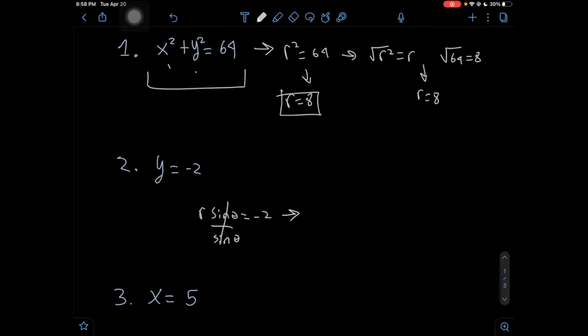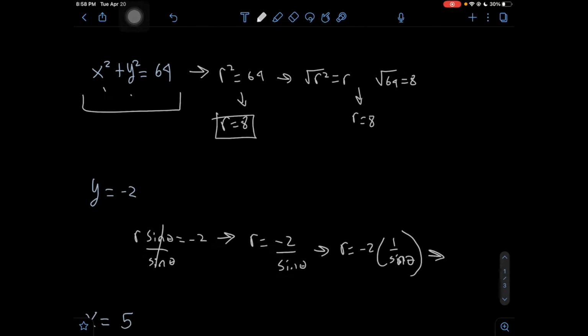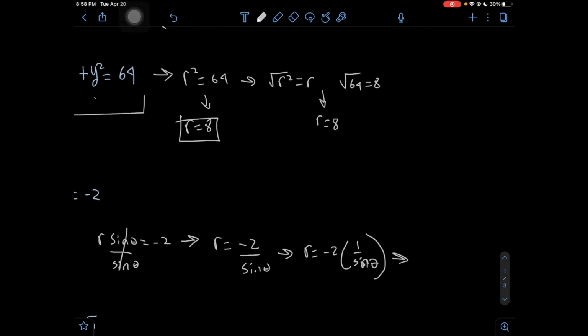So those eliminate on our left side, and we're left with r equals -2 over sine of theta. This can also be written as r equals -2 times 1 over sine of theta. As we should know, 1 over sine theta is equivalent to cosecant. So we have r equals -2 cosecant theta, also known as CSC. So that is our final answer for number 2.